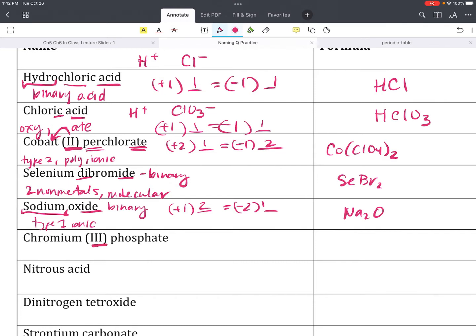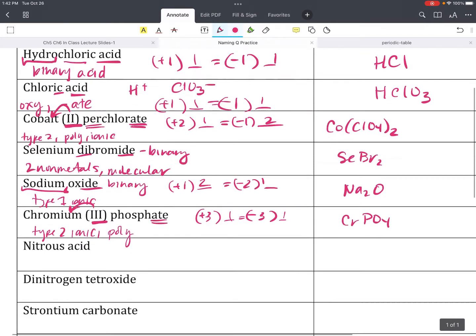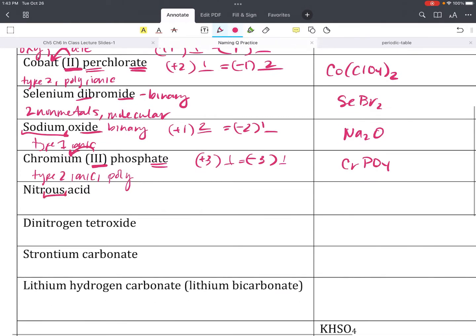Here we have 3, again, big clue, ate. So I know that chromium has a charge, so this is a type 2 ionic, poly. And so it's going to be a +3. Phosphate is -3, which means I actually just need one of each, so CrPO4. Nitrous acid means this is an oxy acid, and it comes from the ite version, so nitrite, and so that's going to be +1, -1, one of each, HNO2.